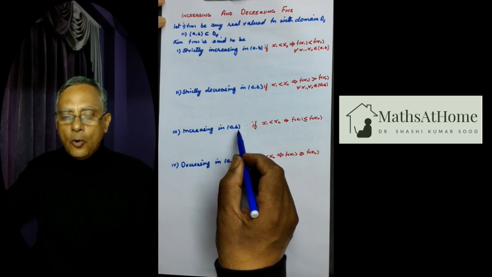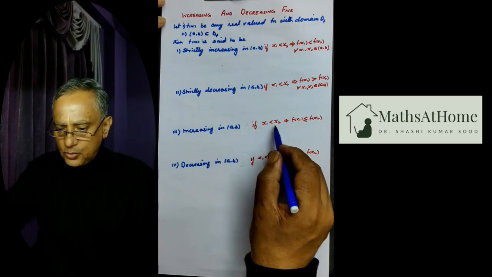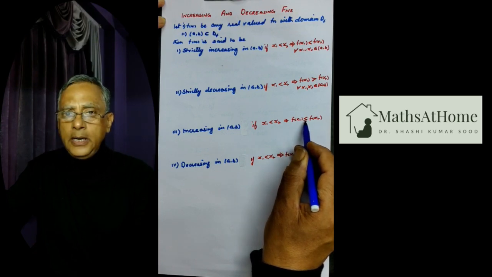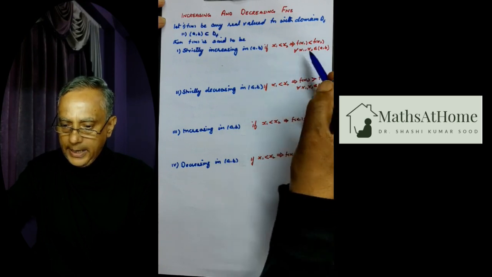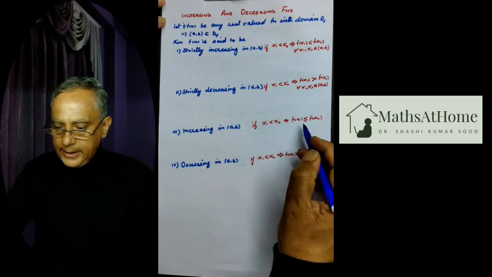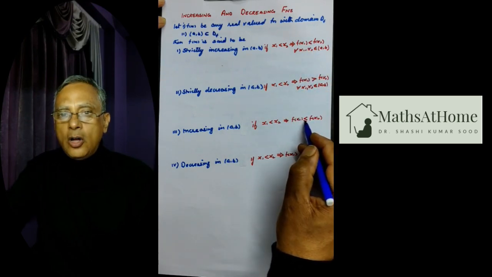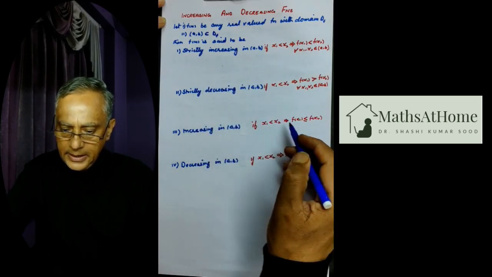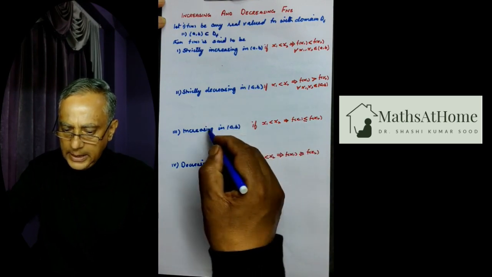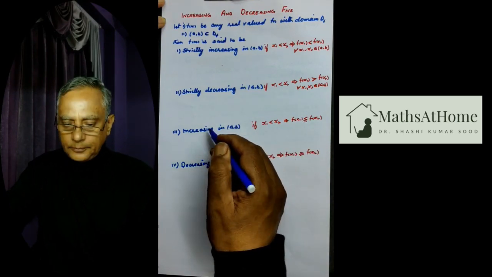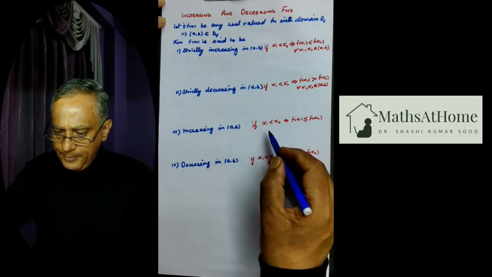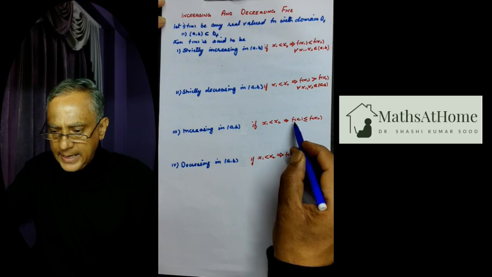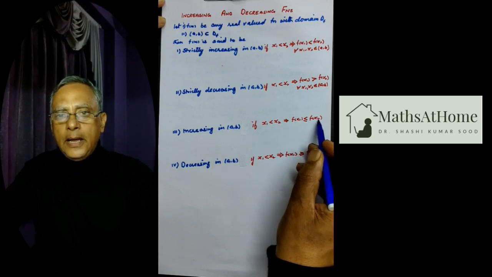Increasing in open interval (a, b): if x1 less than x2 implies f(x1) is less than or equal to f(x2). Here there is strict inequality, and here it is less than or equal to. If strict inequality is there, we say strictly increasing. If it is less than or equal to, then we say it is increasing. So for increasing in (a, b), x1 less than x2 implies f(x1) is either less than f(x2) or equal to f(x2).